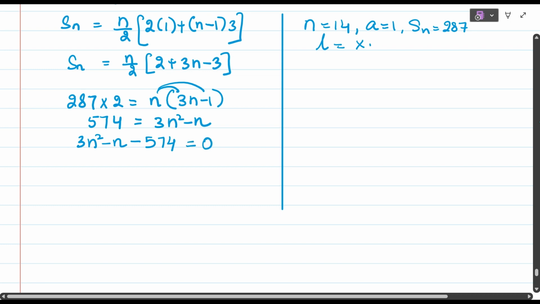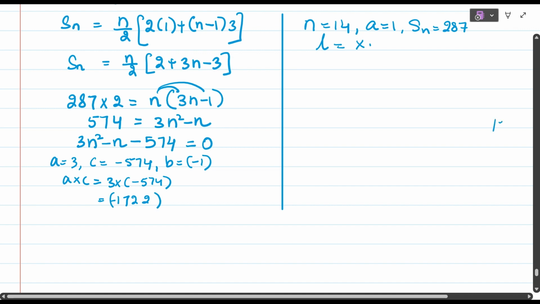What do we have to do? a is equal to 3, c is equal to minus 574 and b is equal to minus 1. So what is a into c, students? 3 into minus 574. So what is the value? So minus 1722. Now what do we have to do? How to find the factors? This one, I have already done one video. Link in the description. You can check from that.